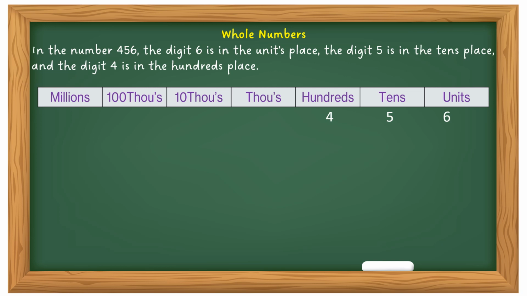So let's look at whole numbers. In the number 456, the digit 6 is in the units place, the digit 5 is in the tens place, and the digit 4 is in the hundreds place. Okay, so what are the place values?